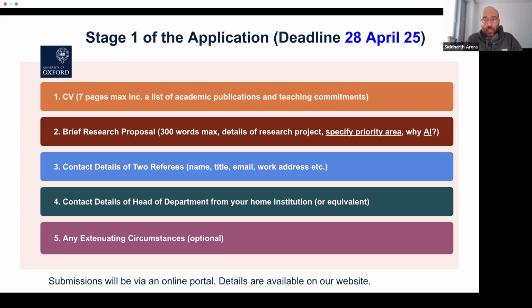And in stage 1, you would just contact them and ask if they are supportive of your application, whereby they need to tick a box, that's all. So it's again, pretty light touch.